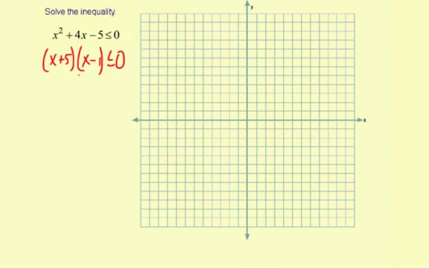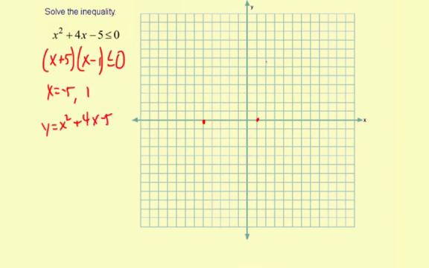Okay, and then what I could use is the zero product property to find the x-intercepts here. It'll be x equals negative 5 and 1. So then I'm going to plot those intercepts, negative 5, positive 1, and then I'm going to sketch a parabola through here. Notice that you have a positive x squared, which means a parabola that represents this inequality would be y equals x squared plus 4x minus 5.